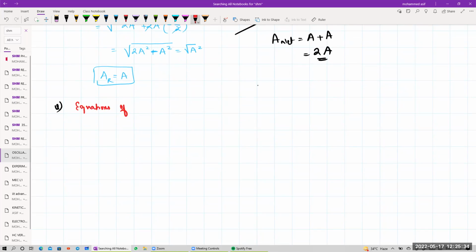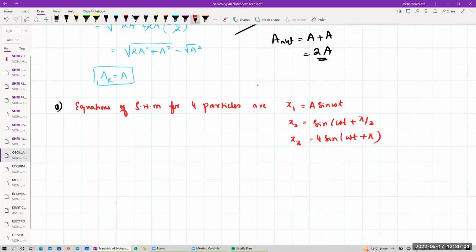Equations of SHM for 4 particles. For 4 particles, x1 is equal to a sine omega t, x2 is equal to sine omega t plus pi by 2, x3 is equal to 4 sine omega t plus pi, x4 is equal to 3 sine omega t plus 3 pi by 2. Done? Yes sir.